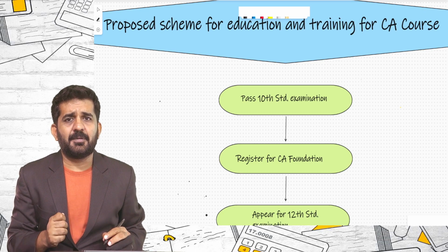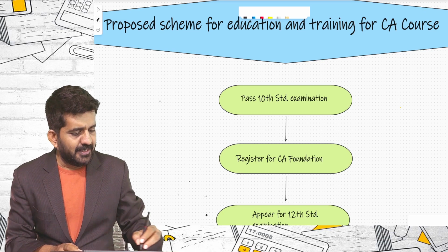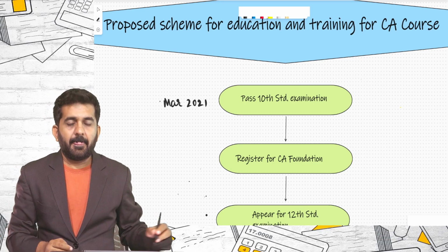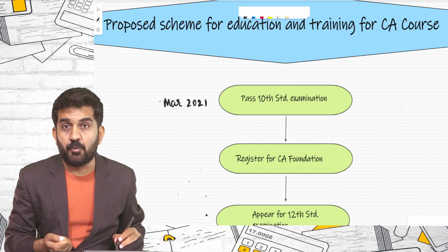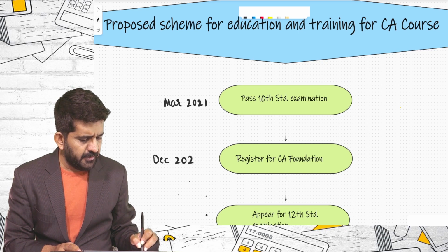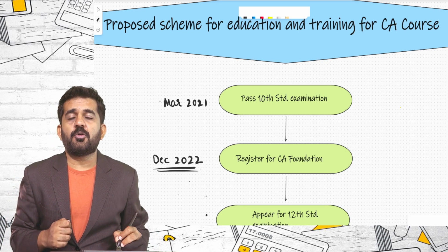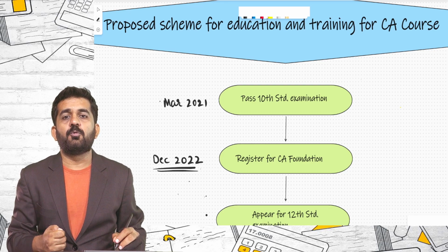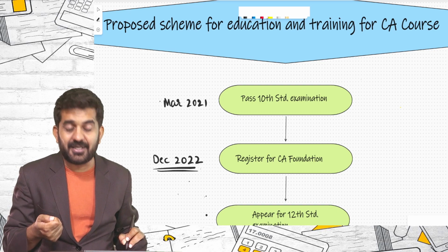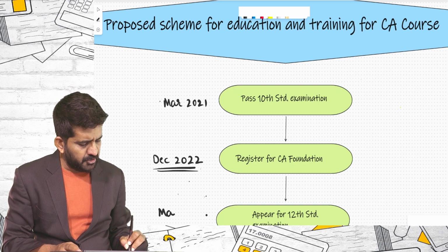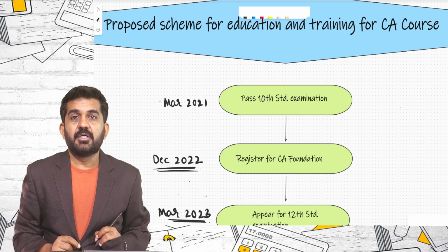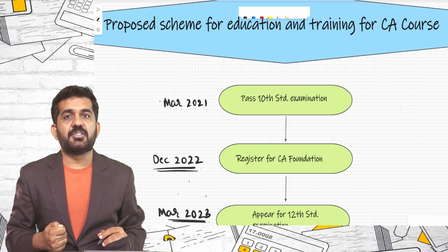In form of an example, let us take a student who has passed his 10th standard in March 2021. He can register for CA Foundation on or before December 2022. So on or before 31st December 2022, he will have to register for CA Foundation and he will appear in 12th standard examination in March 2023. Just appearing is important, getting result is not important.